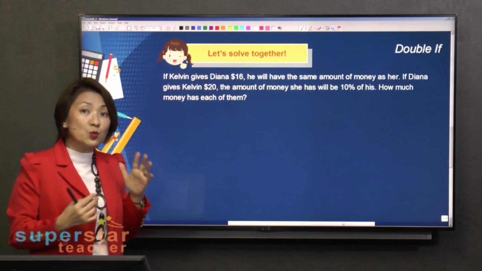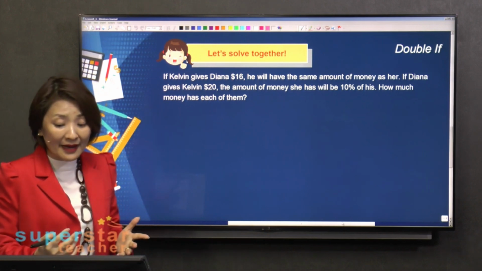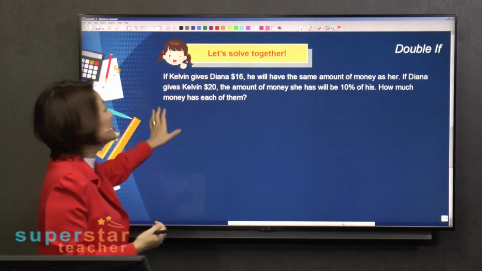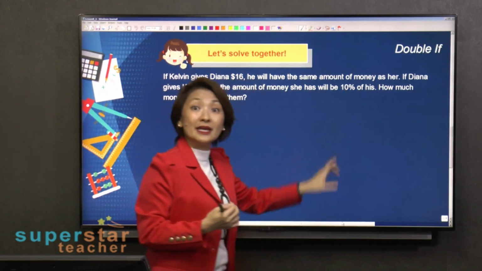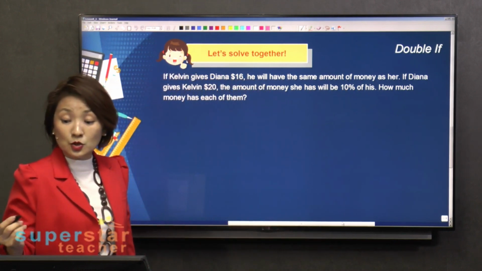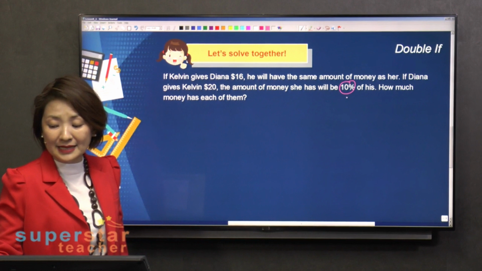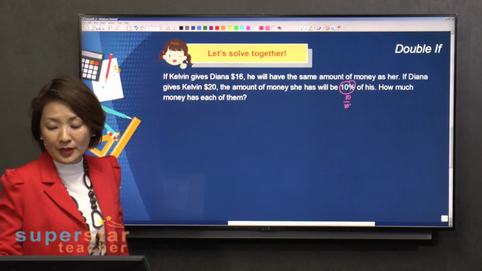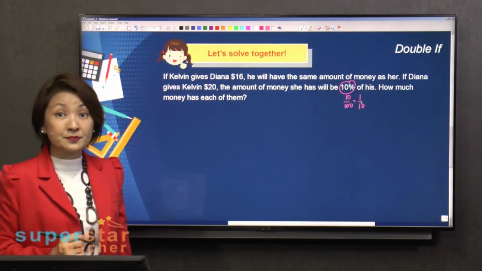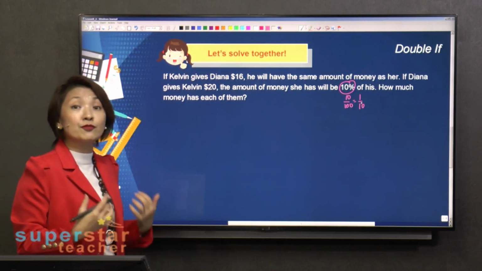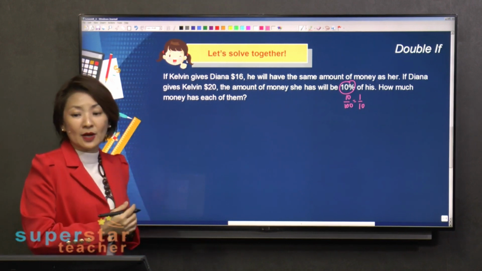So let's work on the question and try to simplify it. I've mentioned before, whenever you see percentage, you want to make it into a fraction. So I will make it into a fraction. So 10% is actually 10 over 100, which is 1/10. So I simplify my question for myself so that it's easier for me to understand.